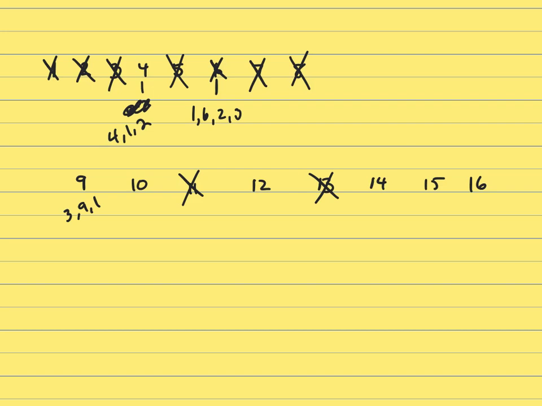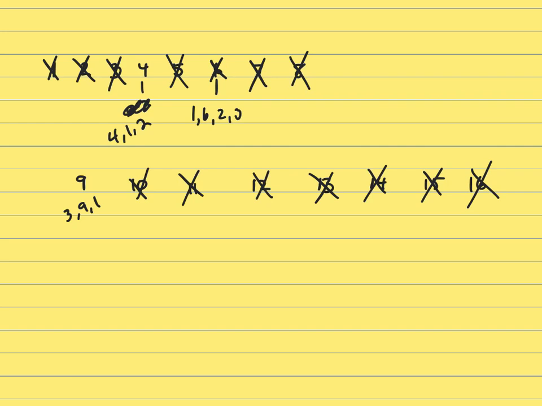And then 10, that's not going to work because that's 5, 2, 10, and 1. 12, 1, 6, 3, 4, it's too many. 14 is 1, 14, 7, 2. 15 is 1, 15, 5, 3. And 16 is not going to work either. It's 8, 16, 1, 4, 2. It's a whole bunch of them.